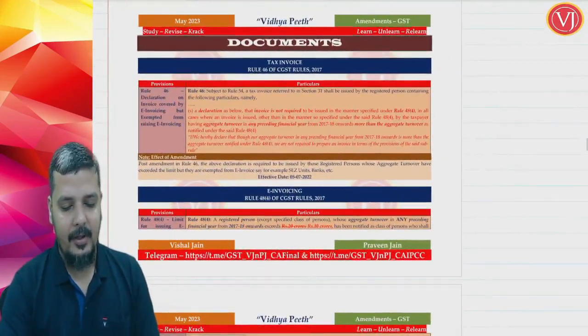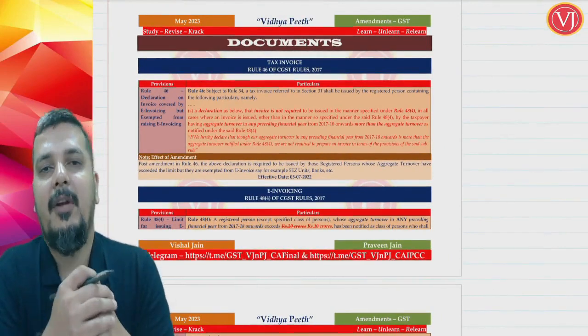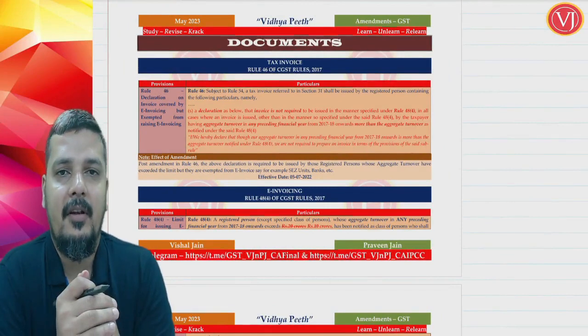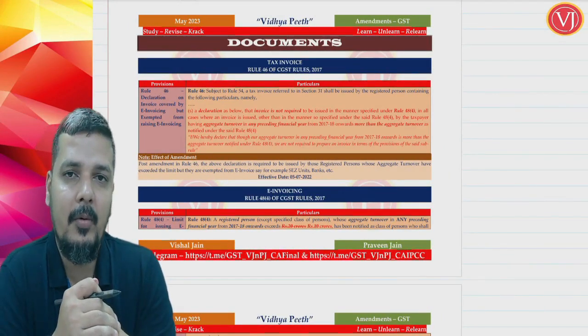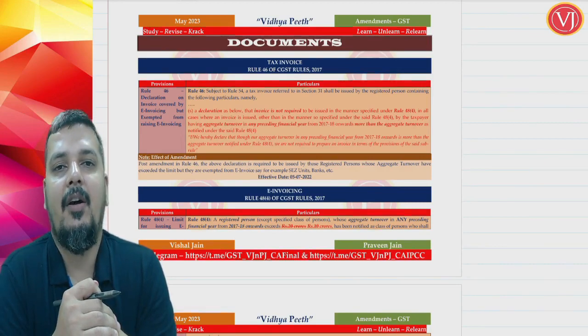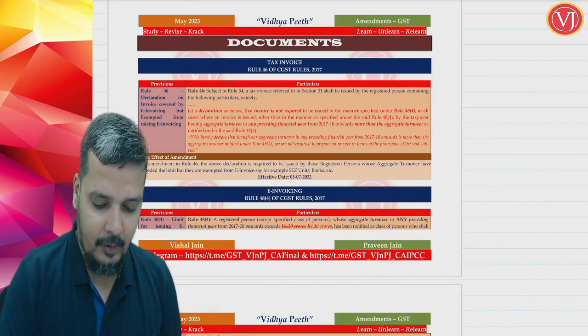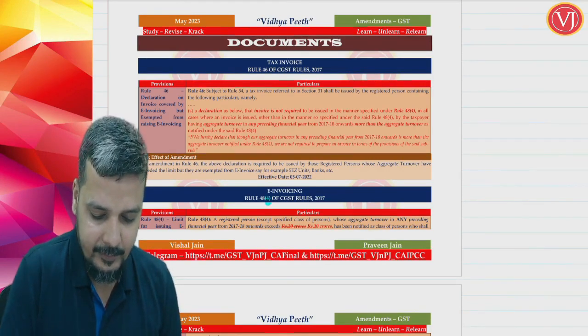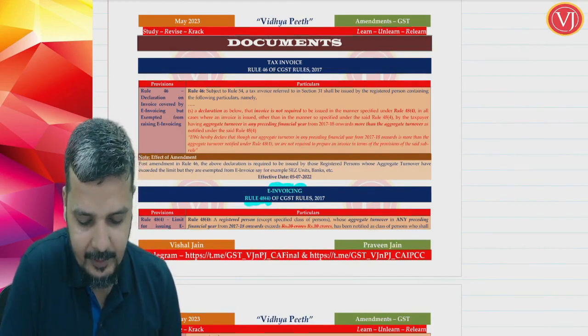Now you are talking about your next chapter, documents, where you have certain amendments. In the documents chapter, the important amendment that has come out is the limit for e-invoicing being reduced from 20 crores to 10 crores. Then we'll see the other amendments.